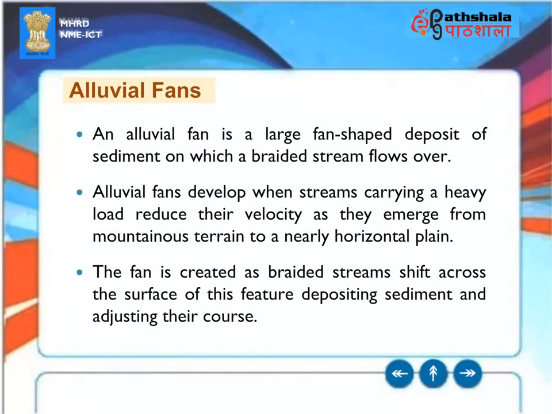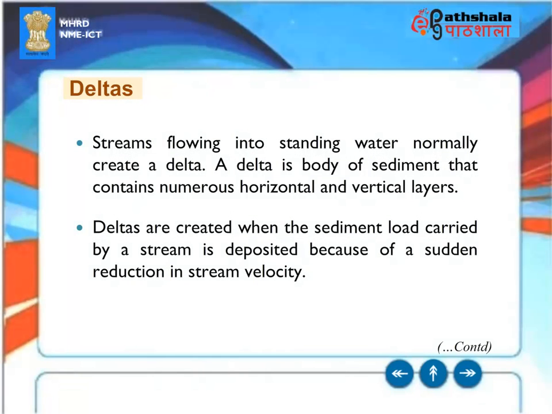Alluvial fans. An alluvial fan is a large fan-shaped deposit of sediment on which a braided stream flows over. Alluvial fans develop when streams carrying a heavy load reduce their velocity as they emerge from mountainous terrain to a nearby horizontal plane. The fan is created as braided streams shift across the surface of this feature, depositing sediment and adjusting their course. Deltas. Streams flowing into standing water normally create a delta.